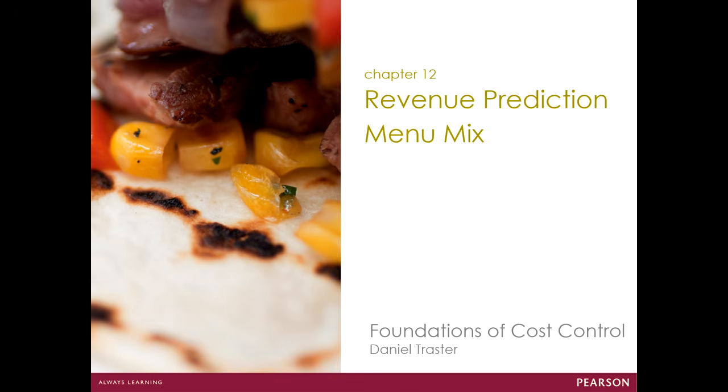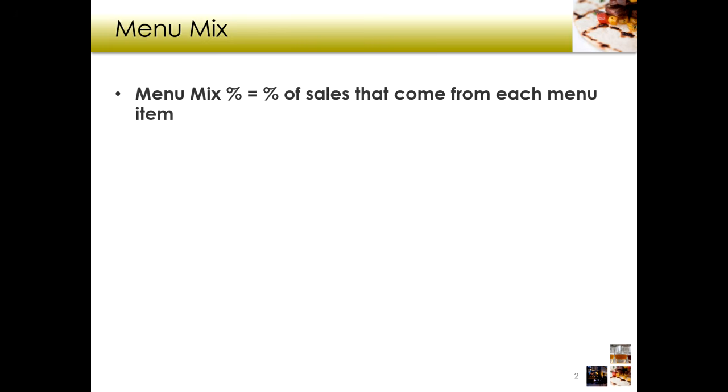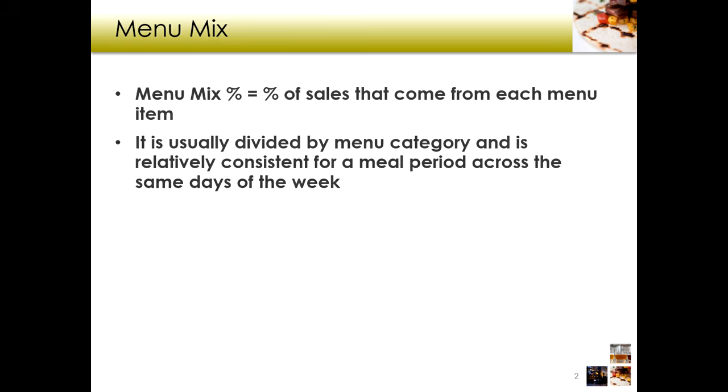So the first thing we need to do is figure out what part of our menu we expect to sell more of, or less of. Menu mix equals the percentage of sales that come from each menu item. Generally, we divide this into menu categories, and it is relatively consistent for a meal period across the same days of the week. So if 100 people come in on Monday, 10% of them are going to order steak. That's not going to change too much throughout the week unless you have something like Steak Tuesdays or a special promotion for that particular menu item, okay?